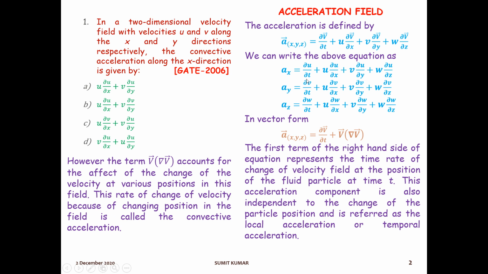In the flow field, acceleration is defined by this equation. A is equal to del V by del t plus u del V by del x plus v del V by del y plus w del V by del z. This V is the velocity field and is a function of x, y and z. And u, v and w are the velocity components in the x, y and z directions respectively.